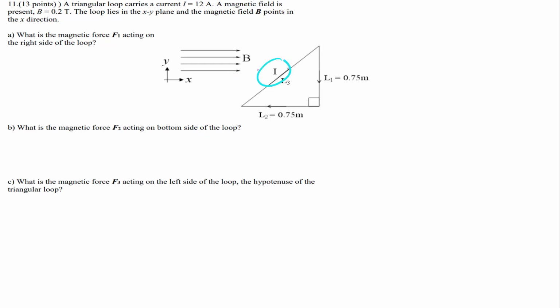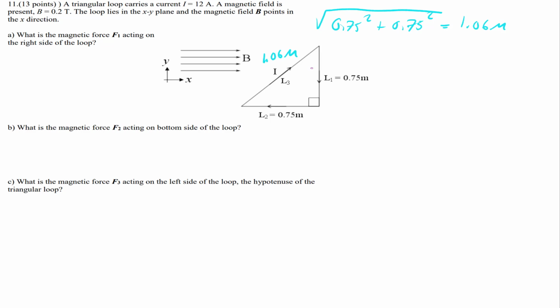So first of all, I kind of want to solve for that side. It's just L sub 1 squared plus L sub 2 squared, and take the square root. You're going to get L sub 3. And so if you were to take 0.75 squared plus 0.75 squared, and then take the square root of that, it turns out that it would be around 1.06 meters. So that is 1.06 meters, okay? I just wanted to get that out of the way.